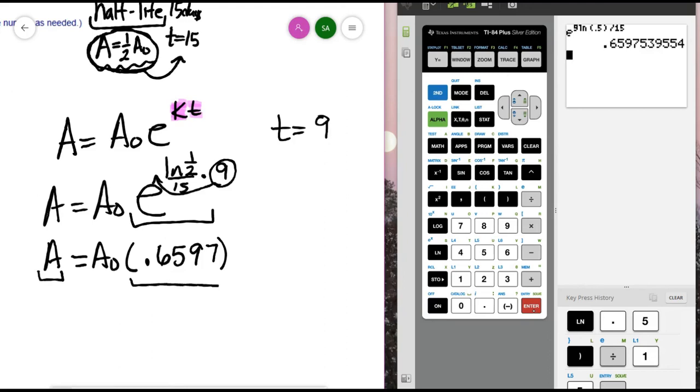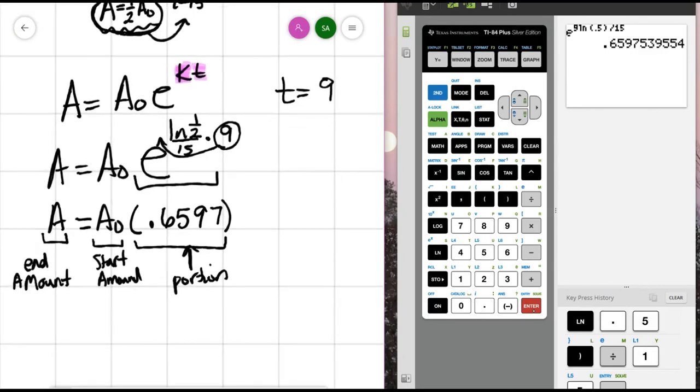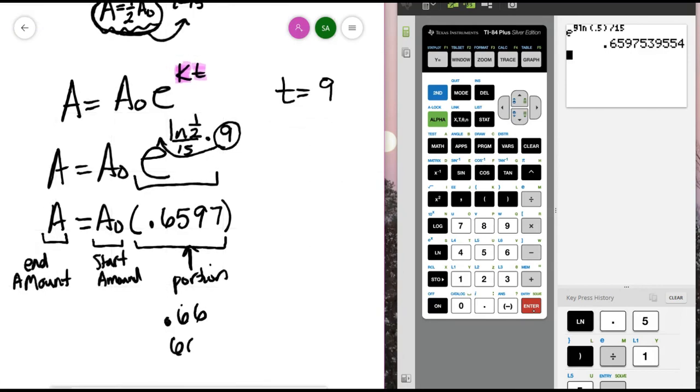So I'm going to read this, and this is going to say the amount I end up with is equal to this percentage of what I started with. So this is ending amount, starting amount, and this is going to be the portion that is remaining, portion of that starting amount. So if I round that, that'll be 0.66 or 66% of what I started with is left after 9 days.